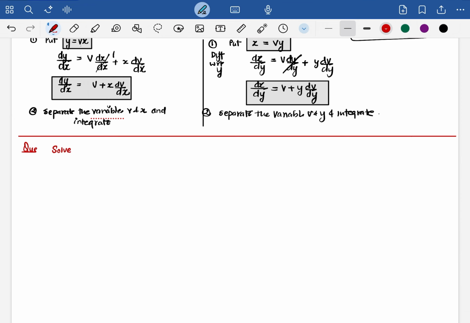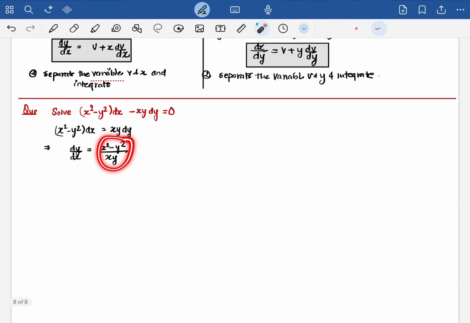The question is like this: solve (x square minus y square) dx minus xy dy is equal to 0. Okay, so first we try to change the form into dy by dx. So how will we change? Can we say (x square minus y square) dx, and take the dy to the right hand side, xy dy. Can we write dy by dx as (x square minus y square) divided by xy.